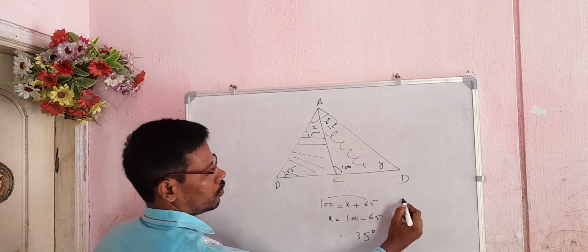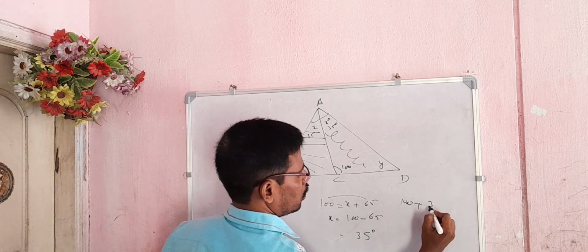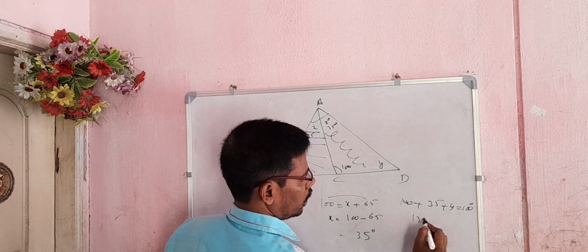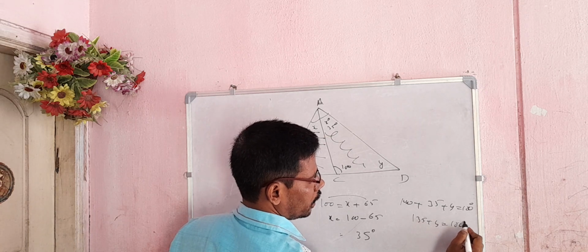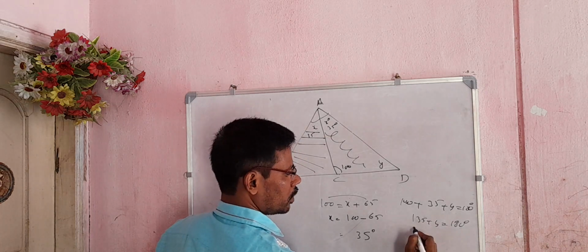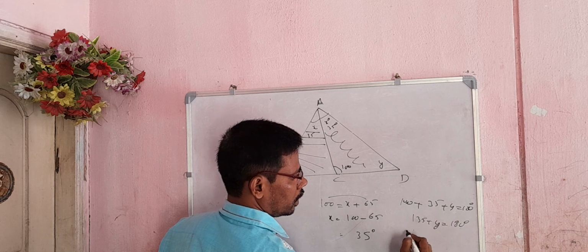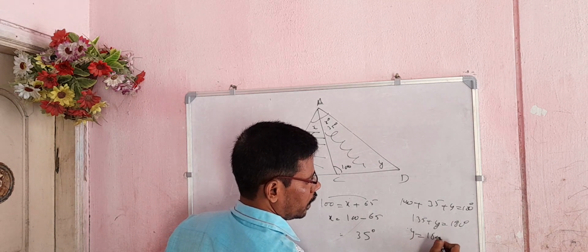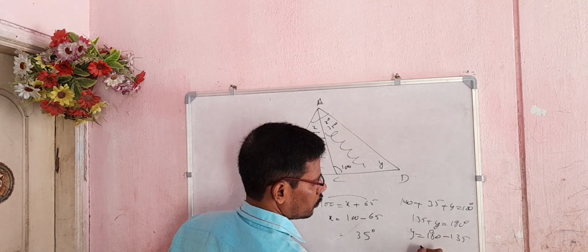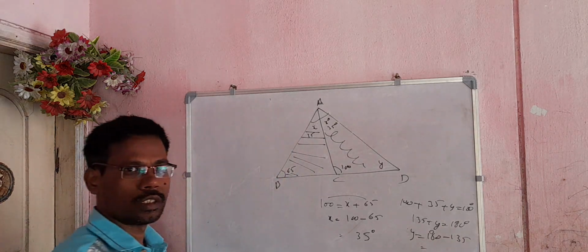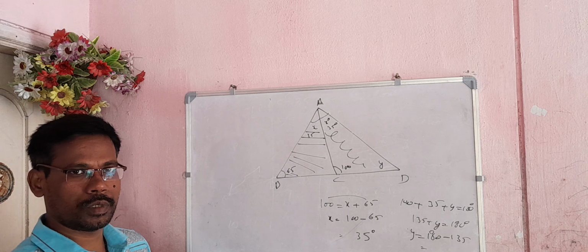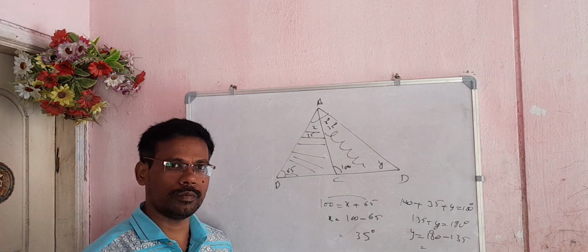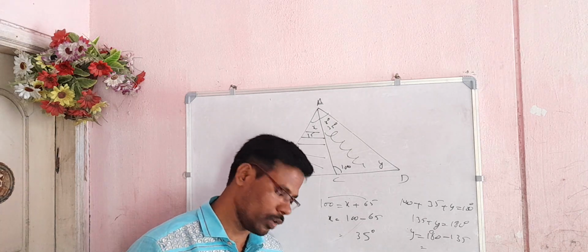100 plus 35 plus y is equal to 180. So 135 plus y is equal to 180. So equations you should know perfectly. So y is equal to 180 minus 135. If you don't know equations, please observe my videos regarding equations basics, which is very important.